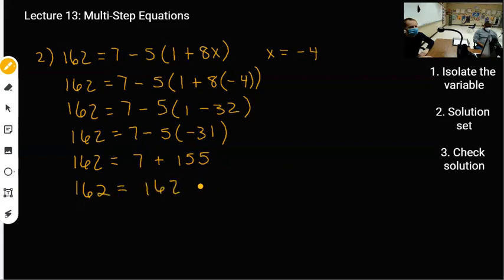And when I add these two numbers together, I get 162 is equal to 162. And that's going to be my true statement. So because I got a true statement from this, I know that -4 is going to work. So -4 is going to belong inside the solution set. Okay, let's try number 4.